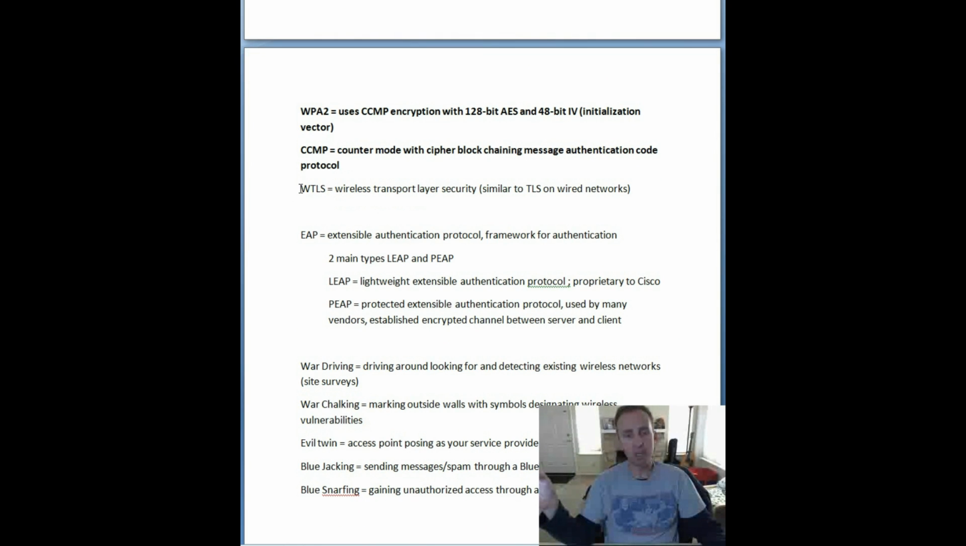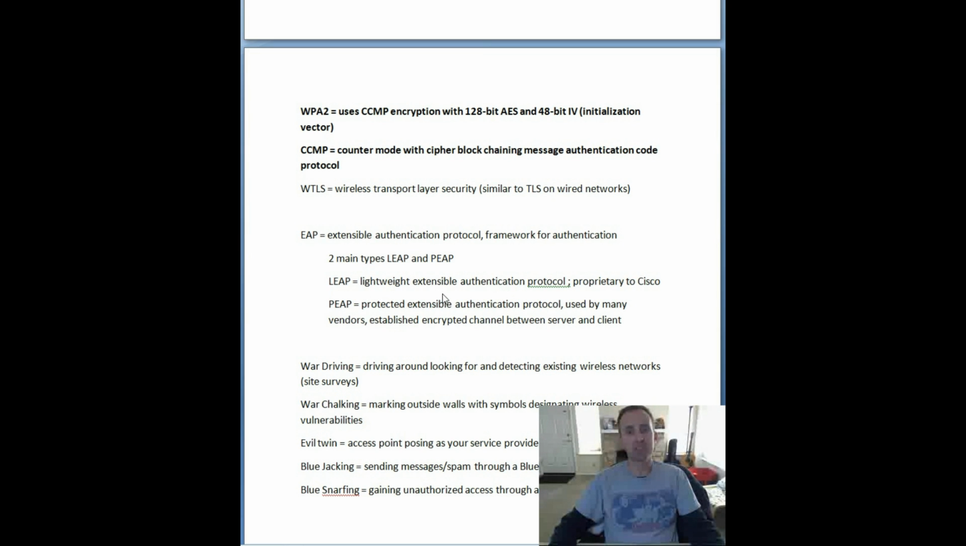Then you have WTLS, like we mentioned earlier, Wireless Transport Layer Security, similar to the regular TLS on a wired network. Next, you have some different authentication frameworks. Next, you have the framework for authentication, which is called EAP, Extensible Authentication Protocol. And you have some older ones, but the two main types that they say you will need to know for the test are LEAP and PEAP.